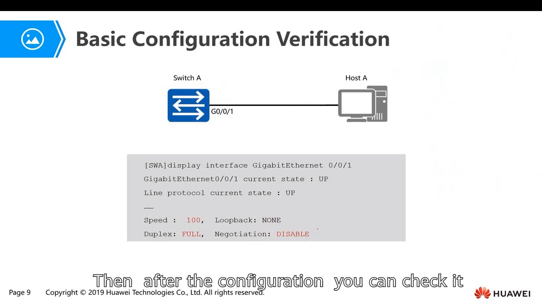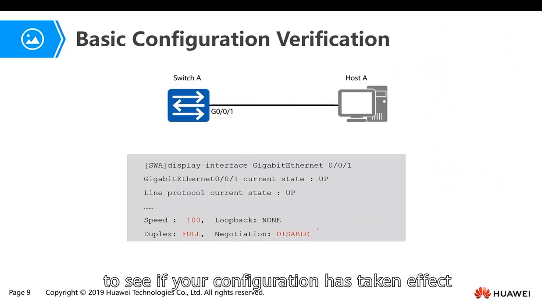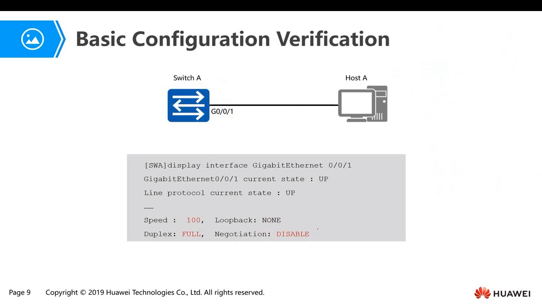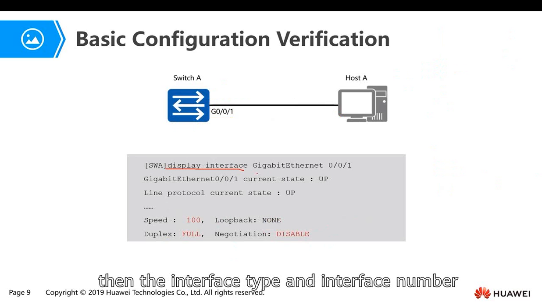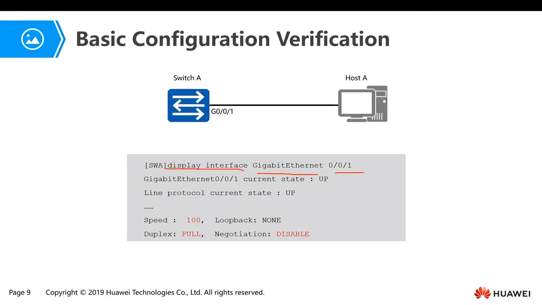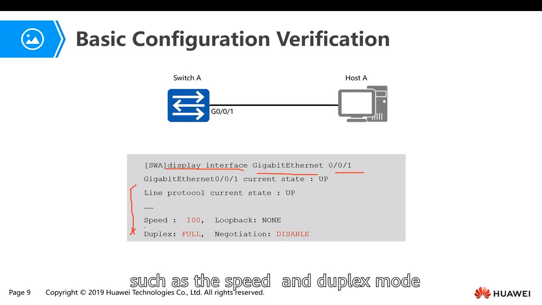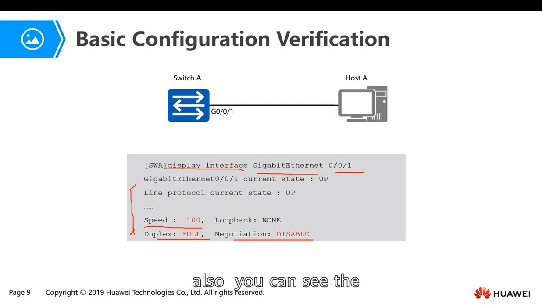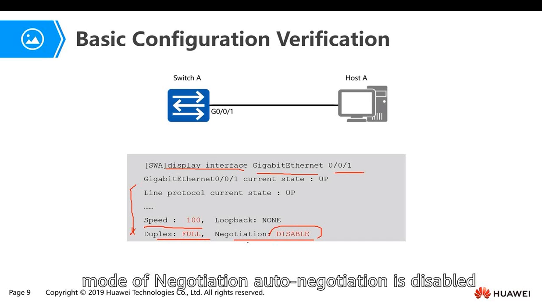Then after your configuration, you can check if your configuration has taken effect. You can use display interface, then the interface type and interface number, GigabitEthernet 0/0/1. There is a lot of information, including the speed and the duplex mode. Also, auto negotiation is disabled, and the mode of the auto negotiation is shown.